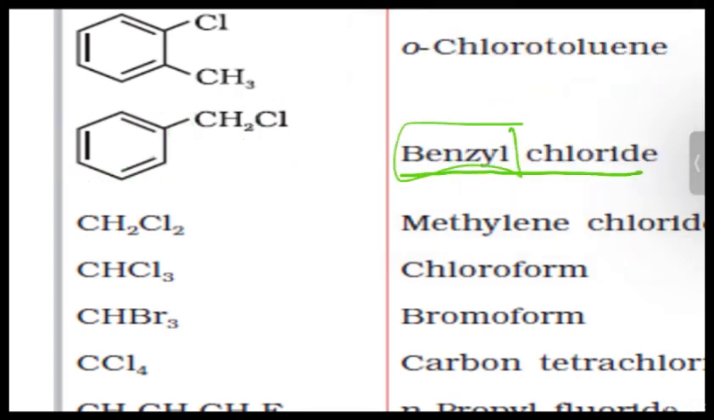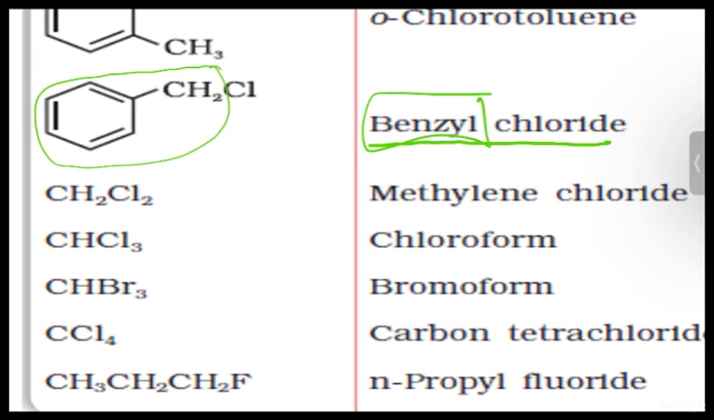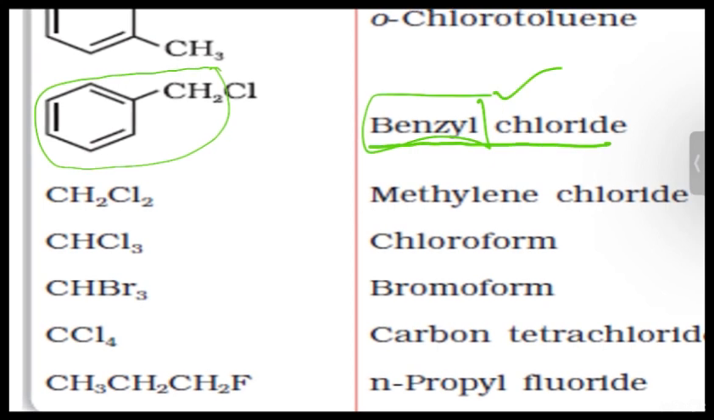Benzyl means this group, benzene attached to CH2. So benzyl chloride is the common name. Very important. It is generally used in asking questions that draw the structure of benzyl chloride and give the IUPAC name. Like that you can expect.